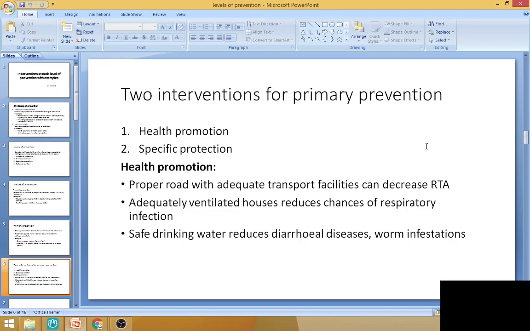Another one: if safe drinking water is available to the community, then what happens? Diarrheal diseases and worm infestations are all reduced. Understood? This is one example of health promotion. So I hope you all will be able to give examples of health promotion.